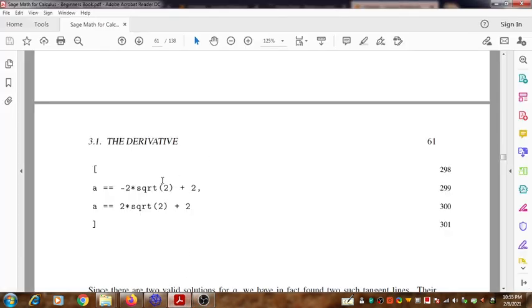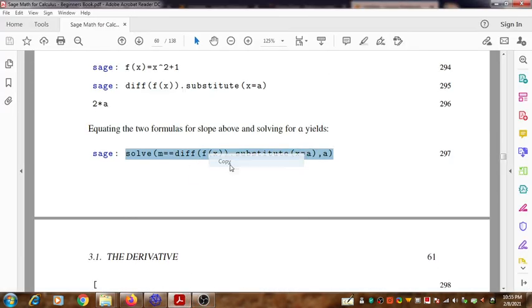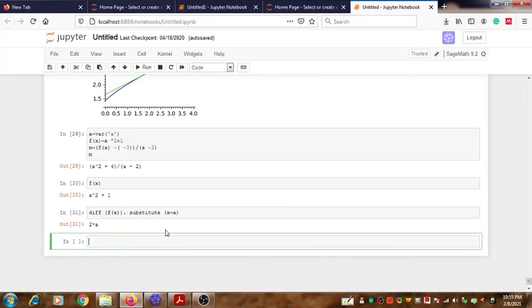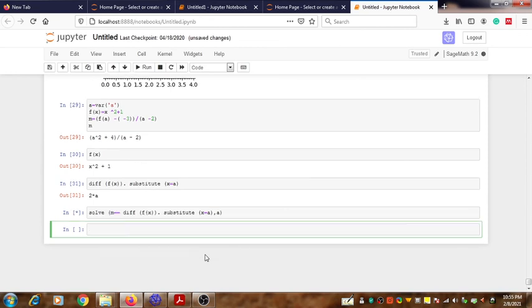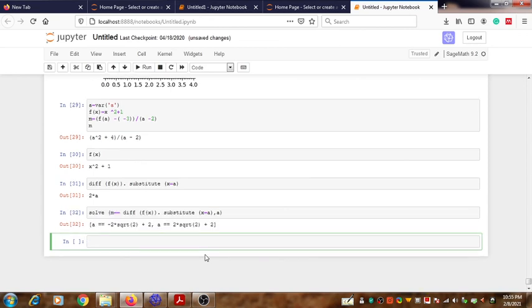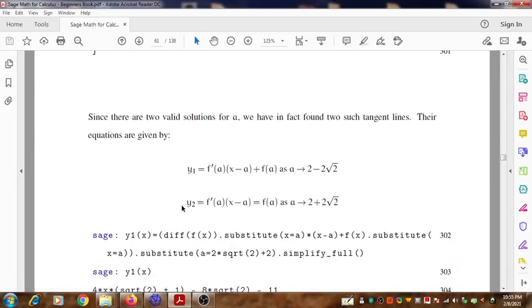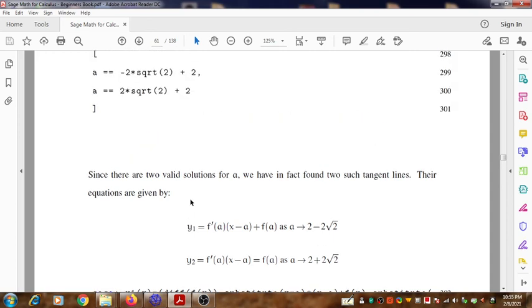Okay, copy it and paste it. Okay, you can then take the output. Yeah, we have got that a equal to minus 2 into square root of 2 plus 2, and a equal to 2 into square root of 2 plus 2. Okay, up to this stage there is no error. We have done all the steps right.